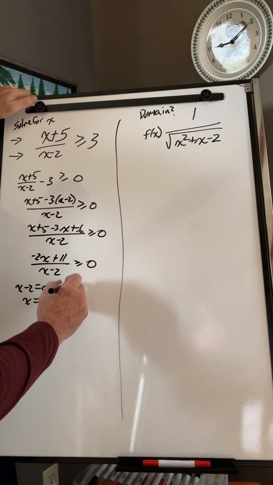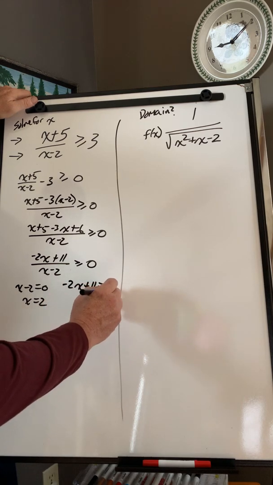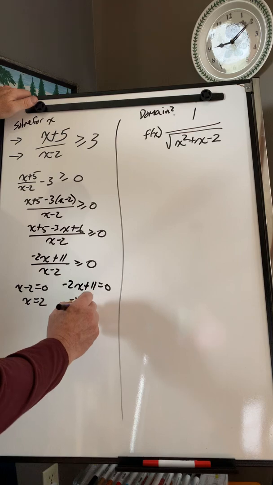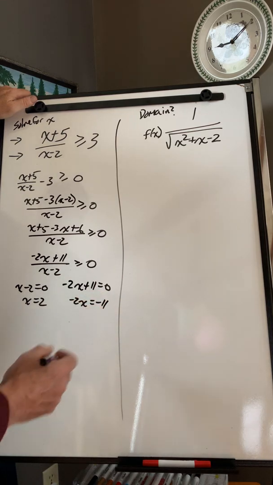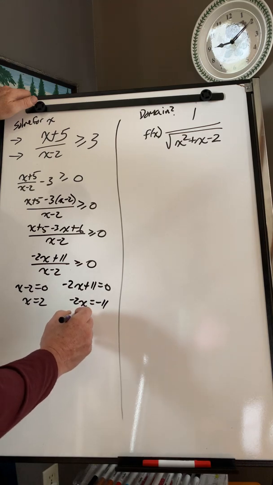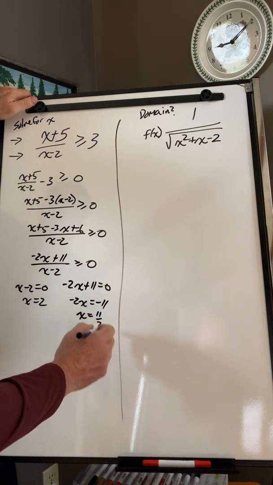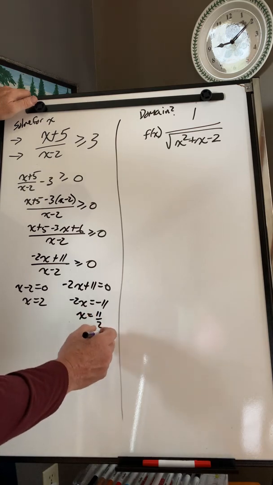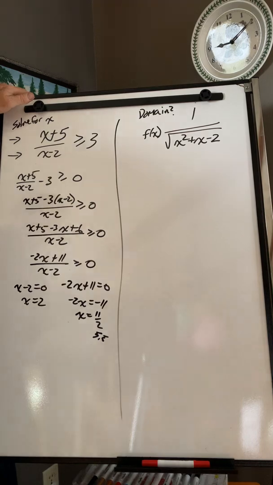Then we have -2x + 11 equal to 0, so -2x equals -11. I really picked bad numbers. I just made this question up in my head. x equals 11/2, positive 11 over 2, which is 5.5, for those of you who love the decimal world.